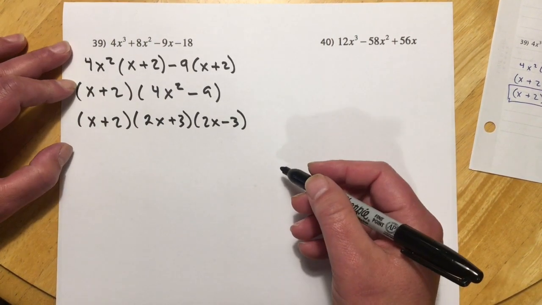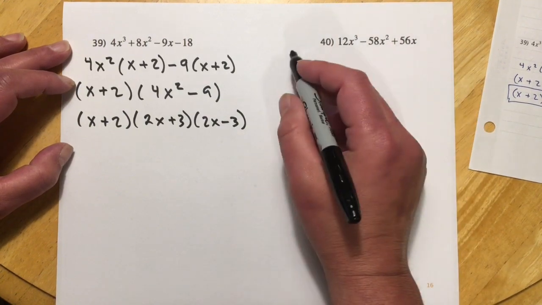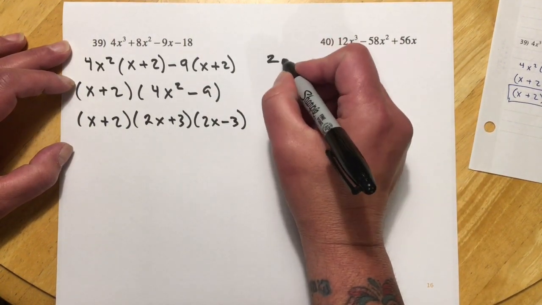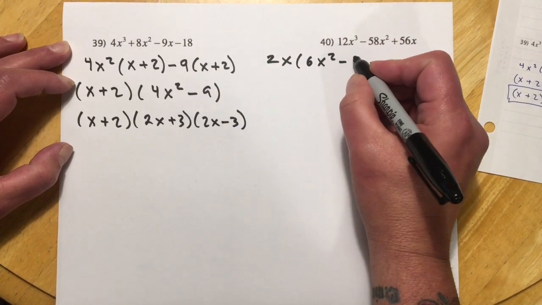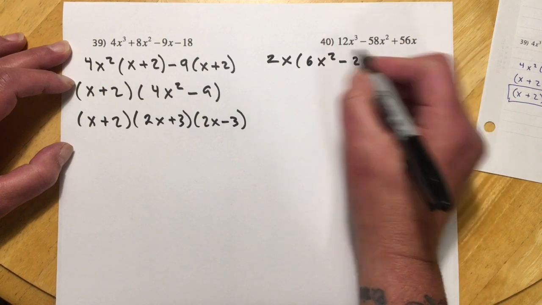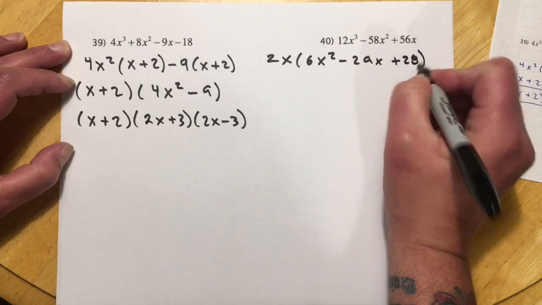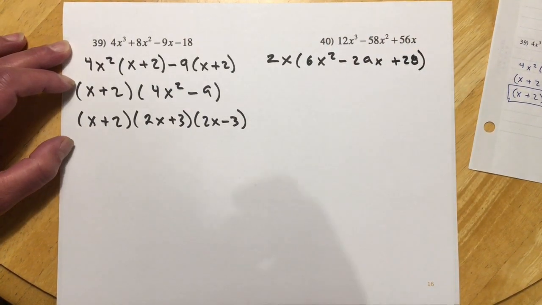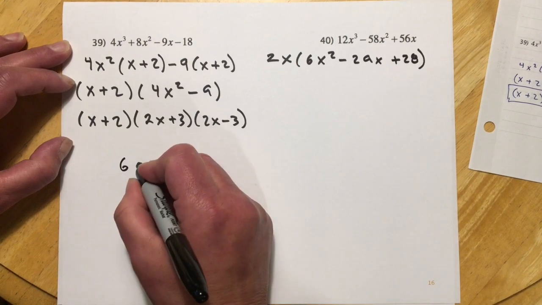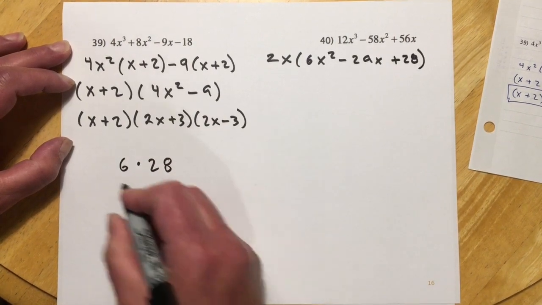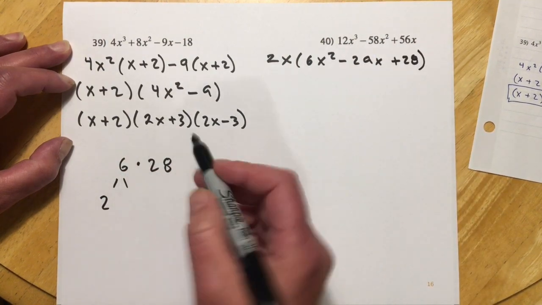Number 40, so it looks like we can take out, I think a 2 is, and an x is it. So 2x, 6x squared minus 29x, and then 2 and 56 would be 28. So that still has some pretty big numbers. When I end up with big numbers like that, that's where I like to kind of go, okay, 6 times 28. So maybe if I break them up, I can see, because I don't really want to go 6 times 28 because that's something big.